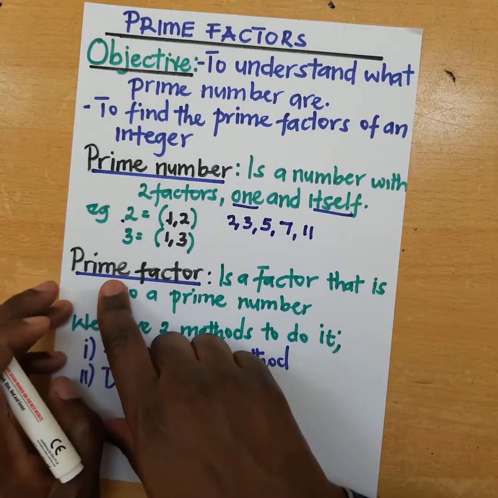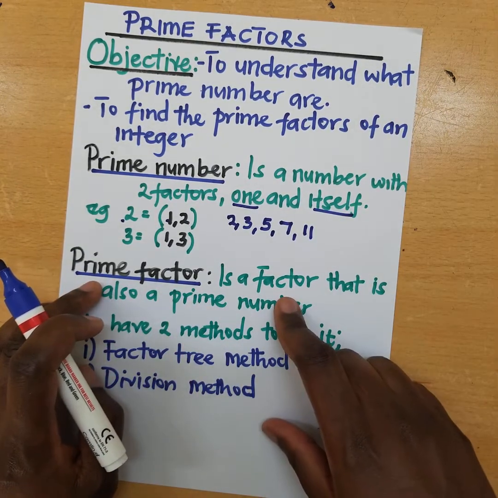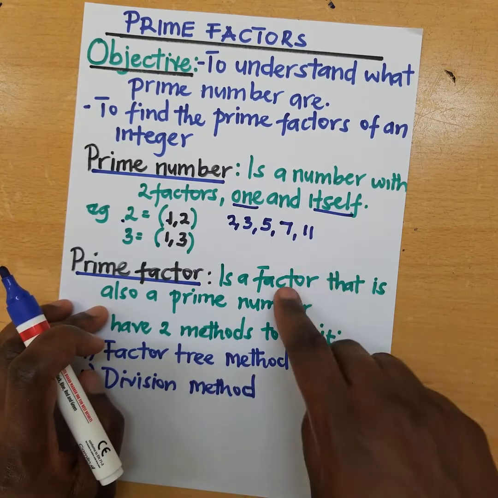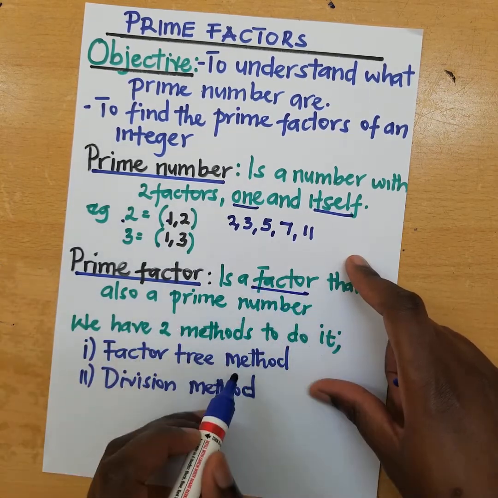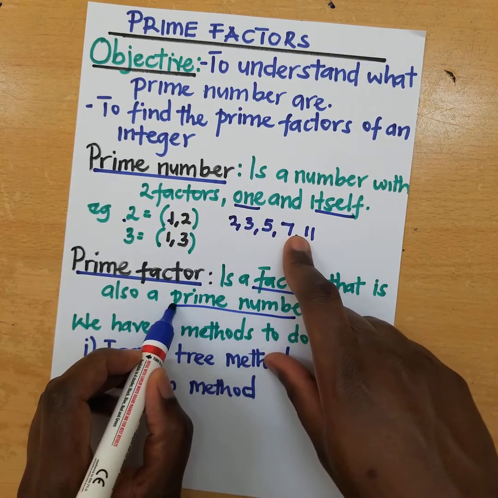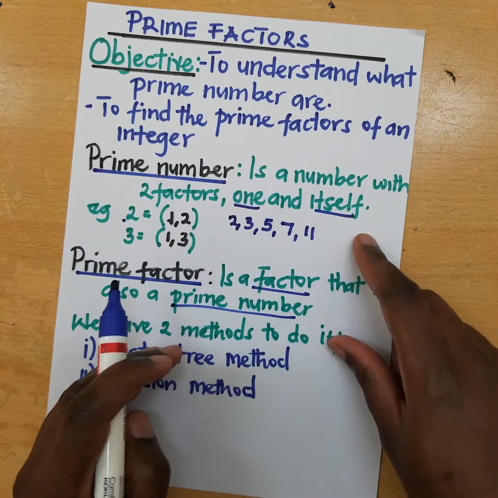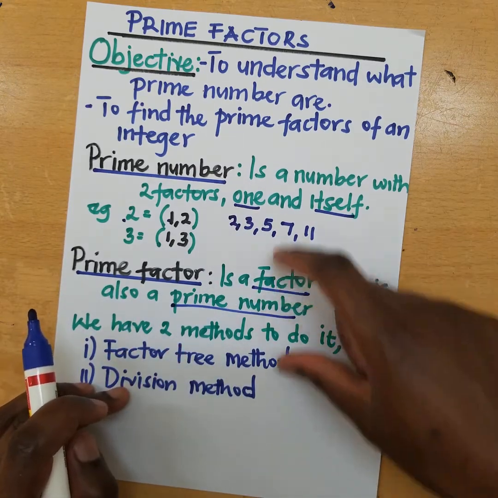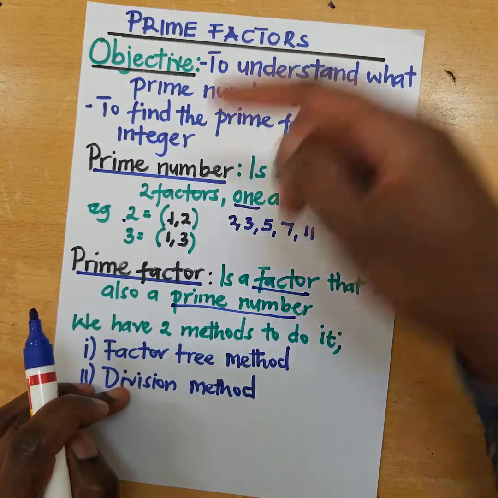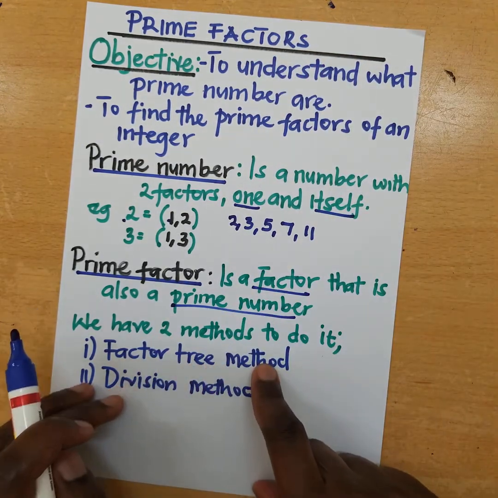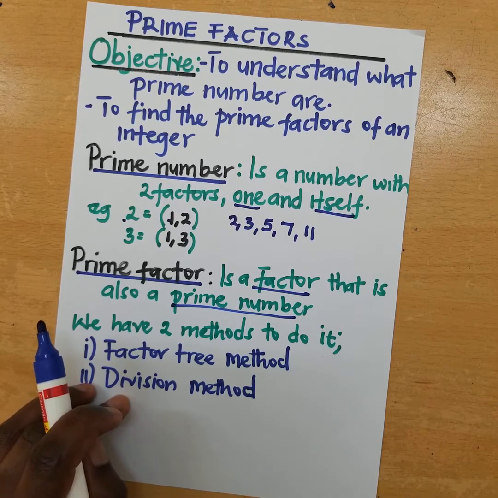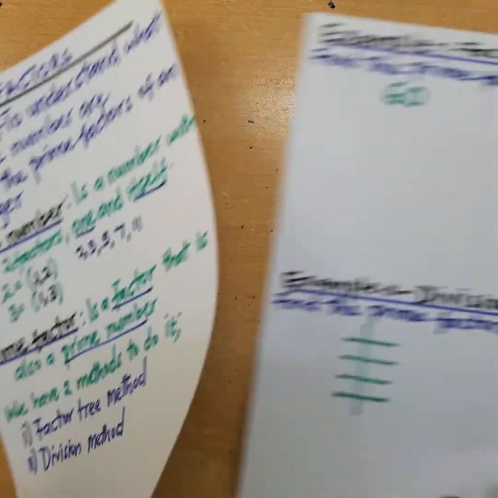Okay, again. Now, what is a prime factor? A prime factor is a factor that is also a prime number. So it has to be, first of all, a factor. Then again, it has to be a prime number. We have seen what prime numbers are. They have two factors. So in order for us to find prime factors, we have two methods. We have the factor tree method and the division method. So let us try and see each.